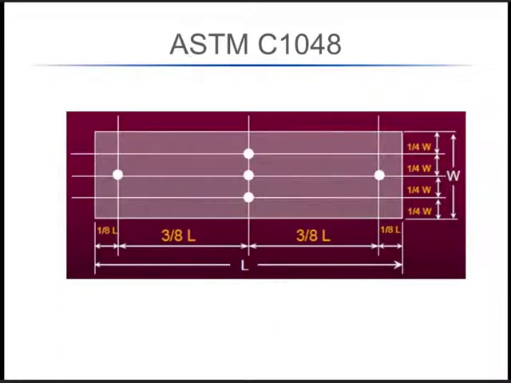So in accordance with C1048, you measure the RCSS at these five locations. This is a plan view of the glass, and you measure that stress at each one of these five locations, and then take the five and average them, and that gives you your average stress.